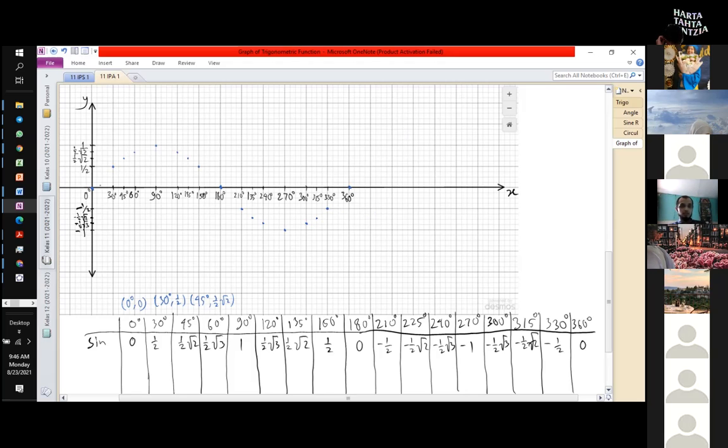Yeah, can you see the shape already? So it's like one hill and one valley. Yeah, like one mountain and one valley. Okay.